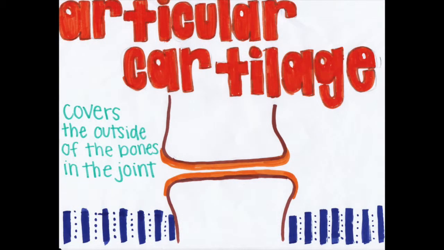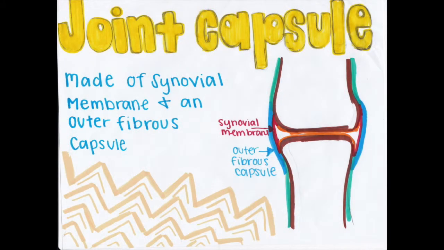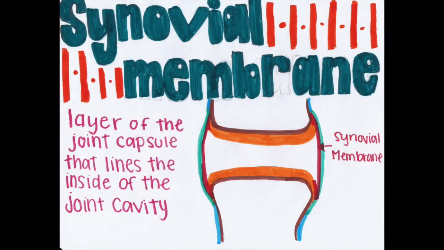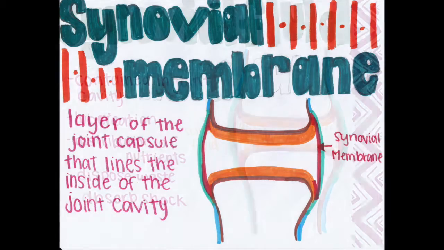Articular cartilage covers the outside of the bones in the joint. This cartilage allows for the bones of the joint to never come in direct contact with one another. The joint capsule is made of a synovial membrane and an outer fibrous capsule. The membrane does not cover areas of the bone covered with articular cartilage. The synovial membrane is the layer of the joint capsule that lines the inside of the joint cavity. It is comprised of a layer of incomplete fibroblasts, or connective tissue.